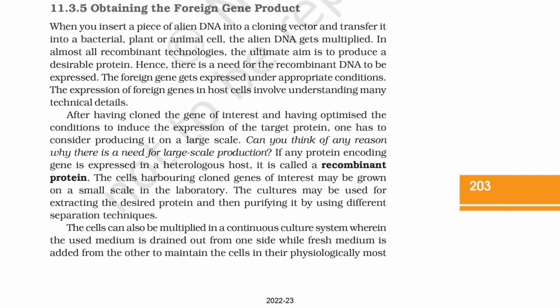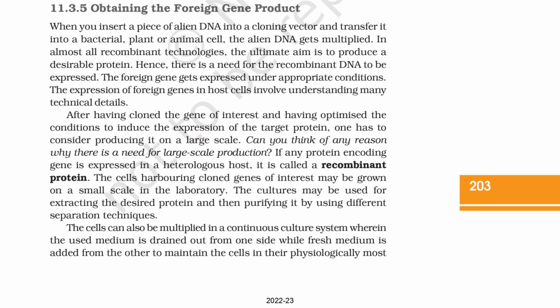The expression of foreign genes in host cells involves understanding many technical details. After having cloned the gene of interest and having optimized the conditions to induce the expression of the target protein, one has to consider producing it on a large scale. Can you think of any reason why there is a need for large-scale production? If any protein encoding gene is expressed in a heterologous host, it is called a recombinant protein.